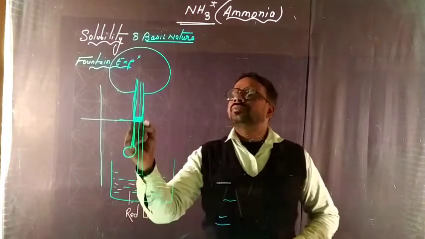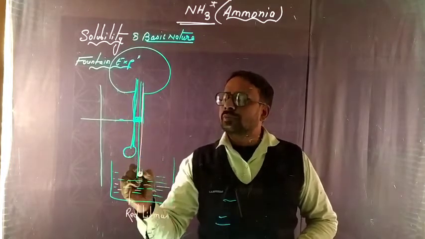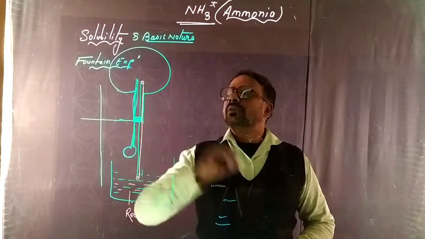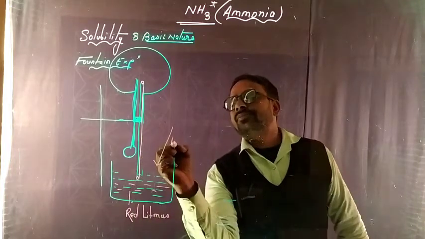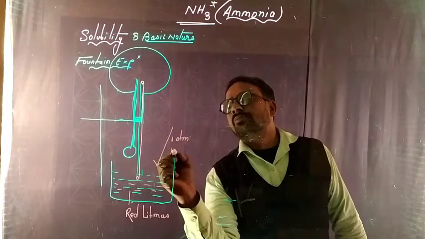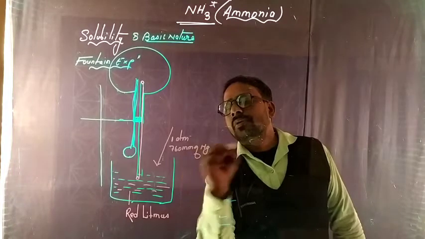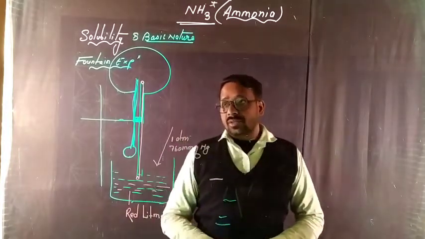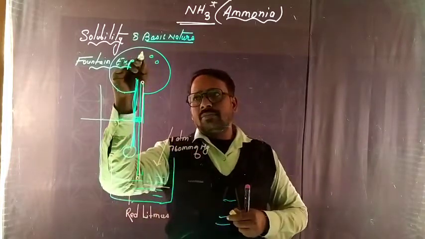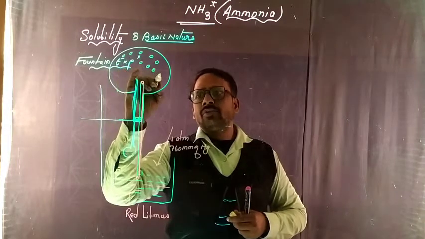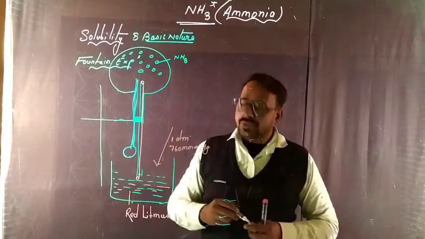So now, what will we do? This is the tube coming in. We know that there is atmospheric pressure here. 1 atm of pressure means 760 mm of Hg. Then, here, what is there? Some gases are there. What gases? NH3. NH3 gas molecules are there.